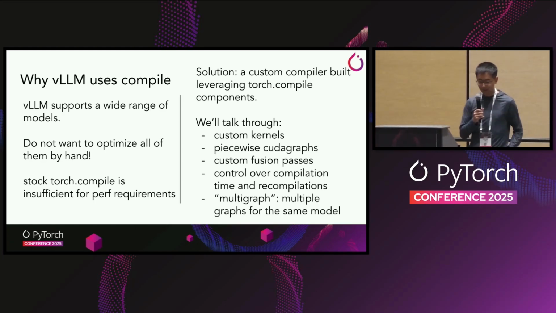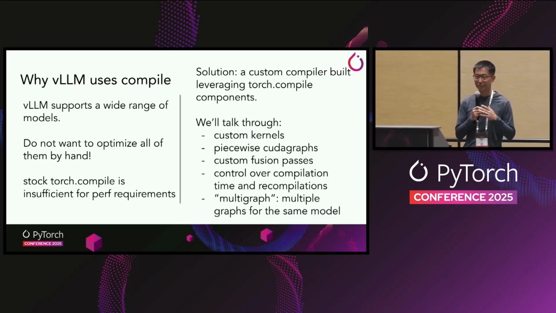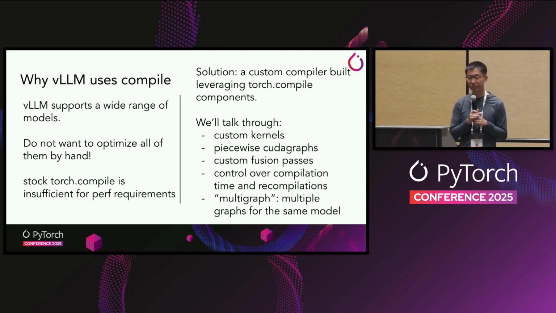And so what ended up happening was vLLM created what we call a custom compiler that's leveraging Torch.compile components to build the compiler of their dreams to optimize their code. And so I'll talk through how this integration works. We'll talk about custom kernels, piecewise CUDAGraphs, custom fusion passes, how vLLM uses this integration to give really tight control over compilation time and recompilations, and also multiple graphs for the same model.